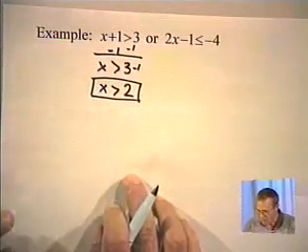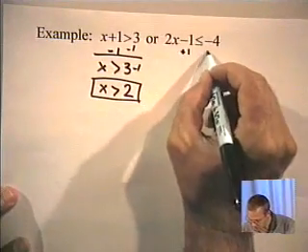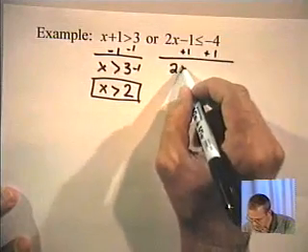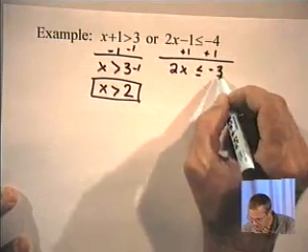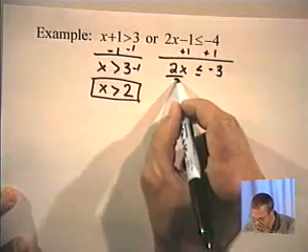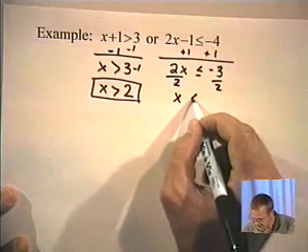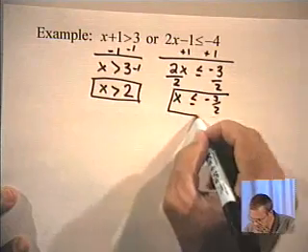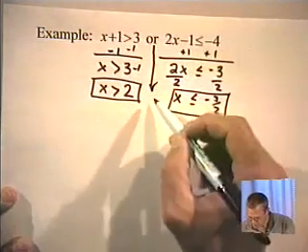Okay. Now I will independently solve this one as well. Let's start by adding 1 to both sides. 2x less than or equal to negative 3. Now divide by 2. And I get x less than or equal to negative 3 halves. So there's my two inequalities. And what I'm basically going to do is just bring down the word or.